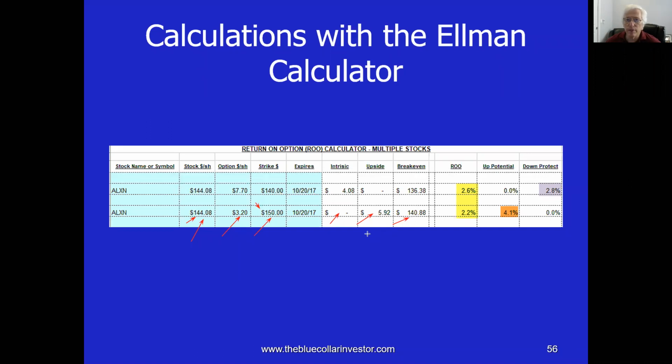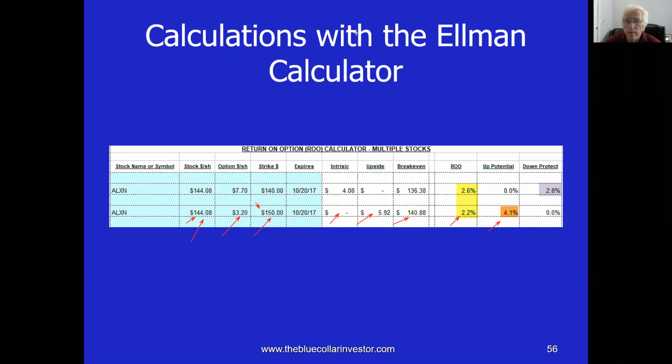Now let's get to the meat and potatoes of the math. $320 on a cost basis of 14,408 represents a 2.2% 6-week return. That's about 20% annualized. But we also have an opportunity for 4.1% upside potential, meaning that our total possibility is 6.3%. That's over 50% annualized. So in a bull market, we could use an out of the money strike and have an opportunity for an unbelievable return.